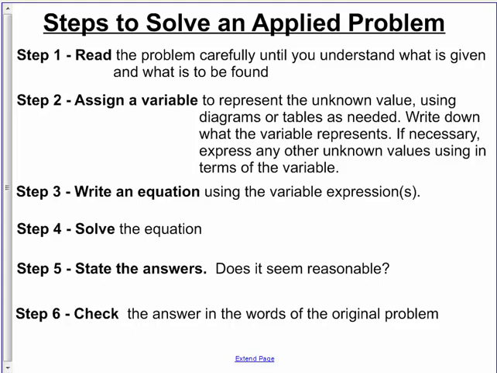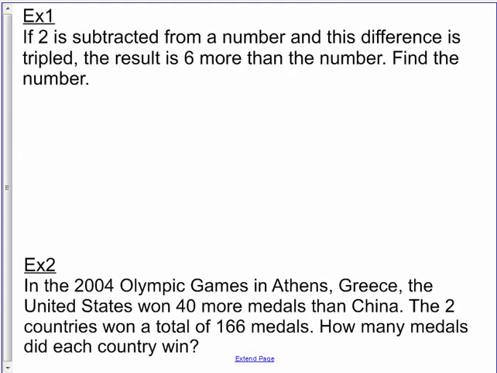Then we're going to take a look and assign some variables here to represent the unknown values. After we do that, we're going to write the equation, then solve it, and steps 5 and 6 are kind of together. We look at it and say, does the answer make sense?